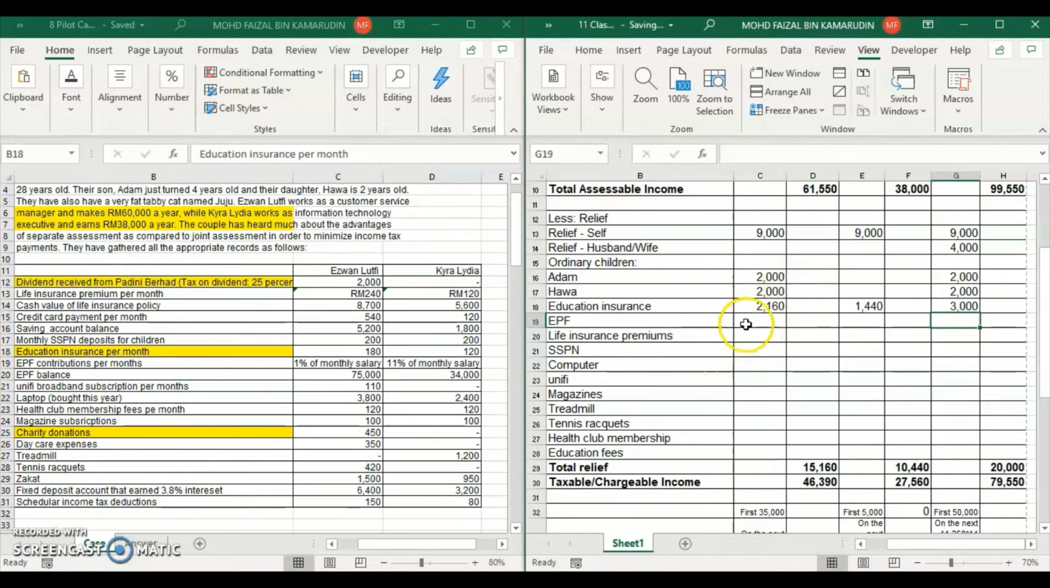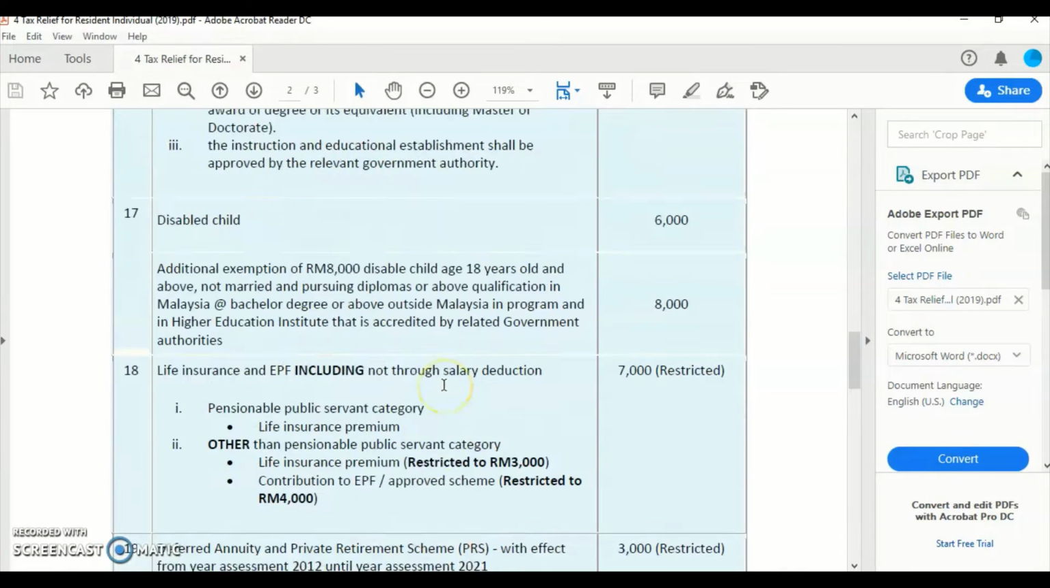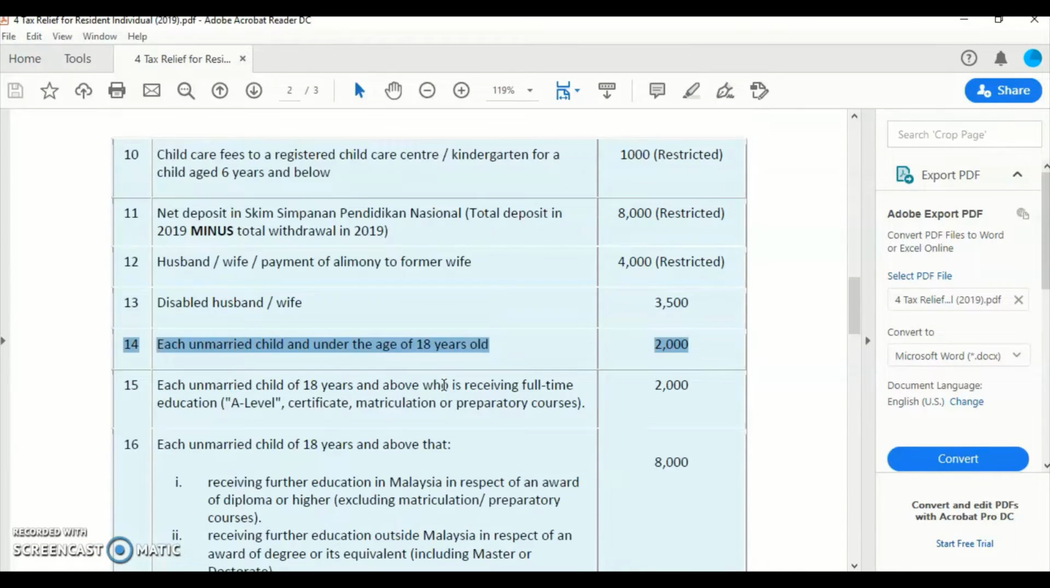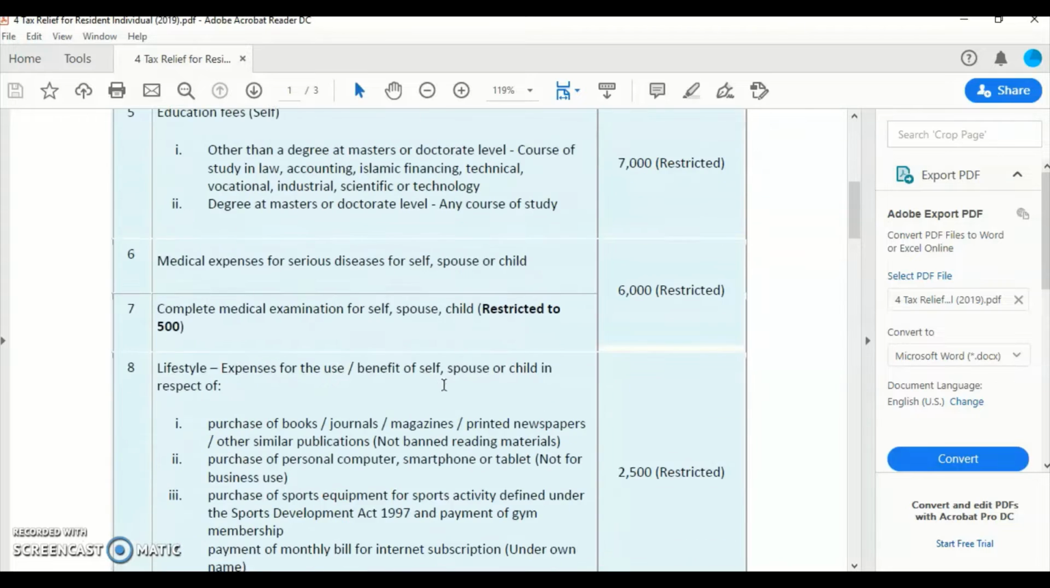Let's move on with the next one, EPF. For 2019, there is something new for EPF. Prior to this, it was combined together, EPF and life insurance. You can claim for 6,000.